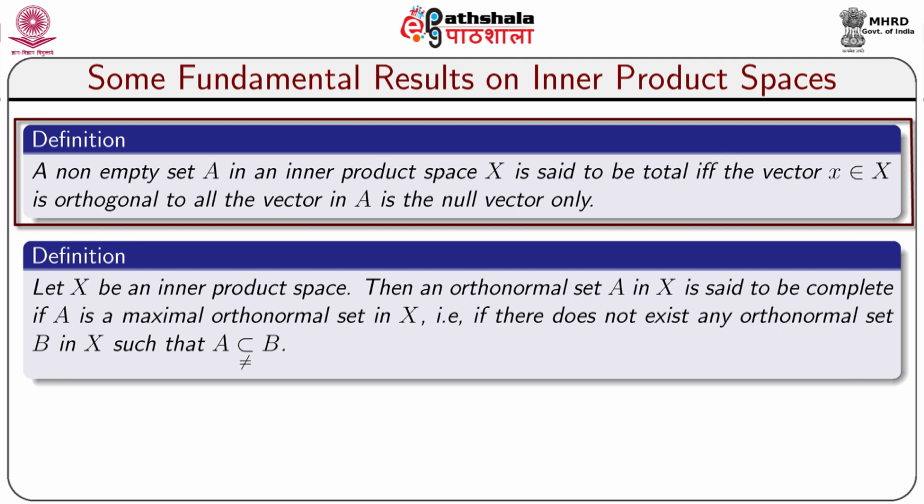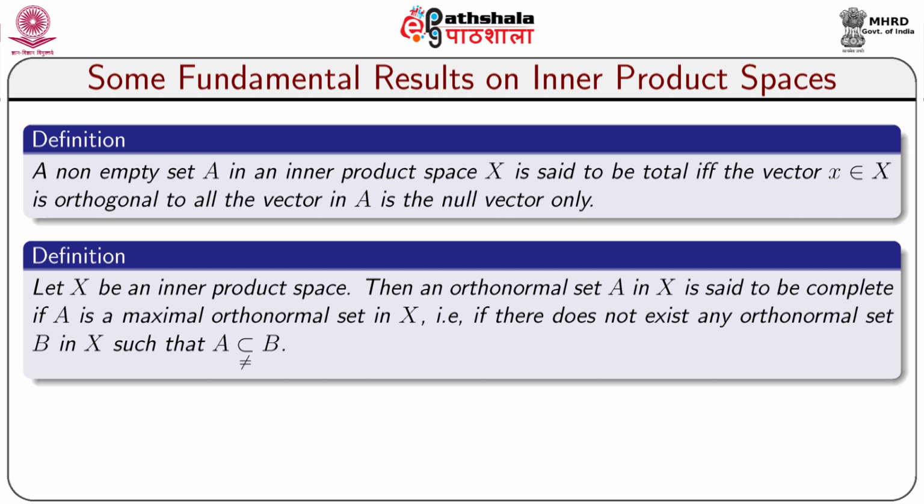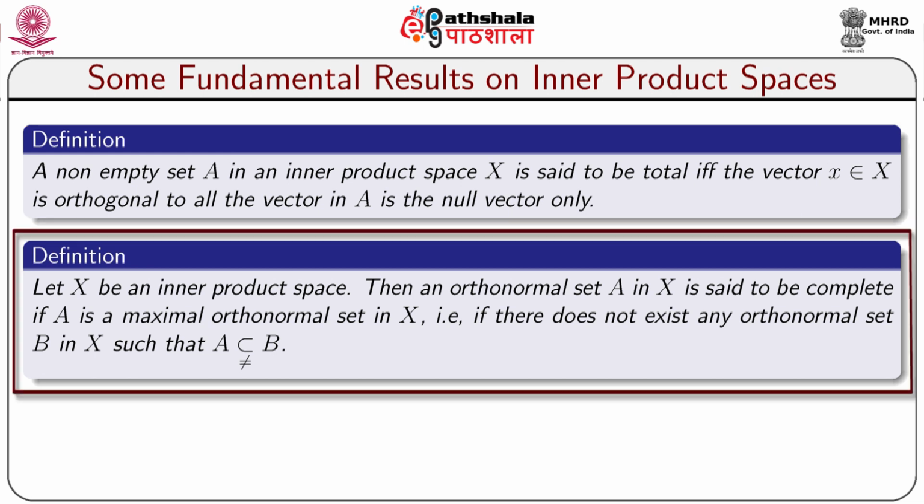Now, we take a definition that a non-empty set capital A in an inner product space capital X is said to be total if and only if the vector x belonging to capital X that is orthogonal to all the vectors in capital A is the null vector only. Now, we take another definition that in an inner product space capital X, an orthonormal set A in X is said to be complete if A is a maximal orthonormal set in X. That is, if there does not exist any orthonormal set B in X such that A is within B but A is not equal to B.